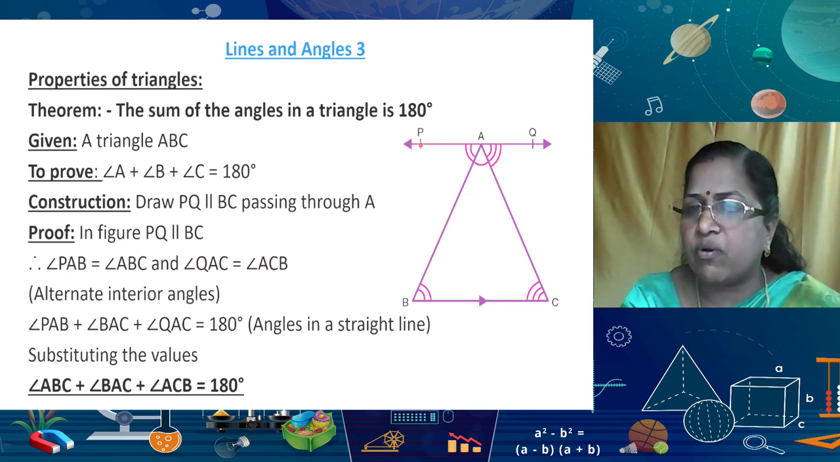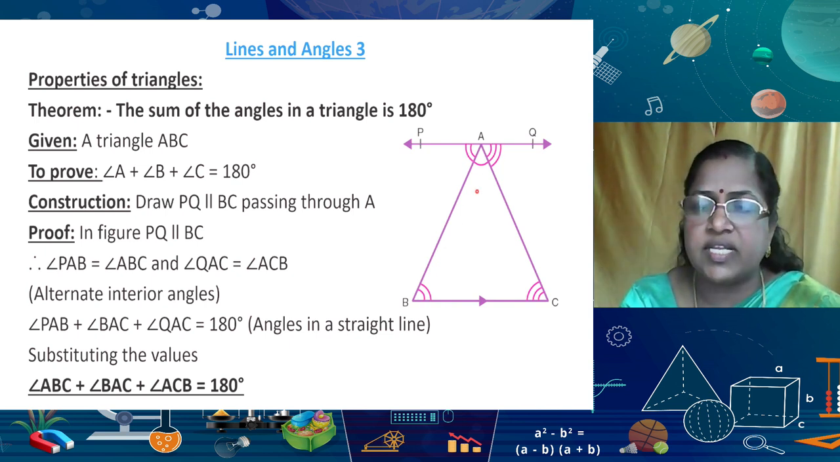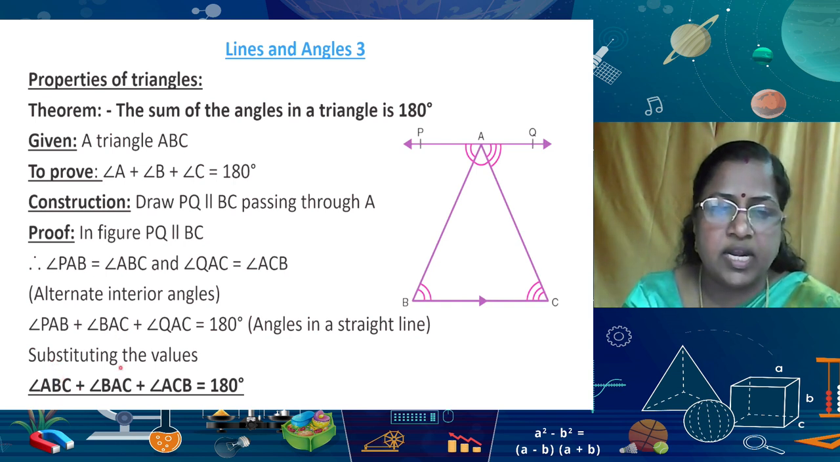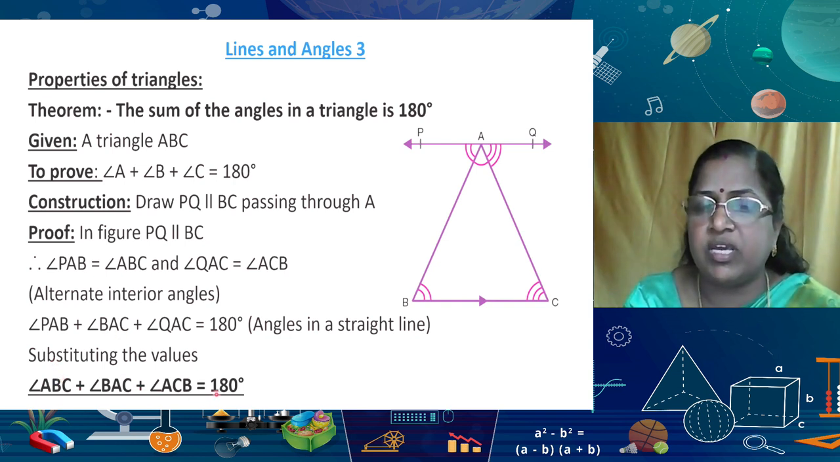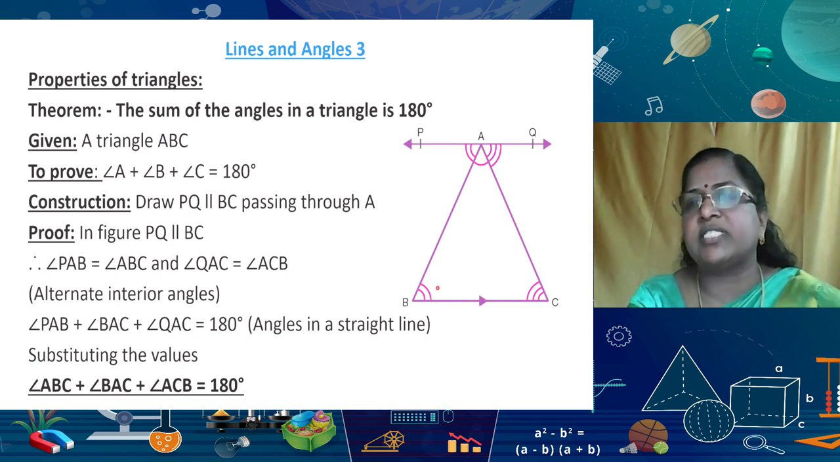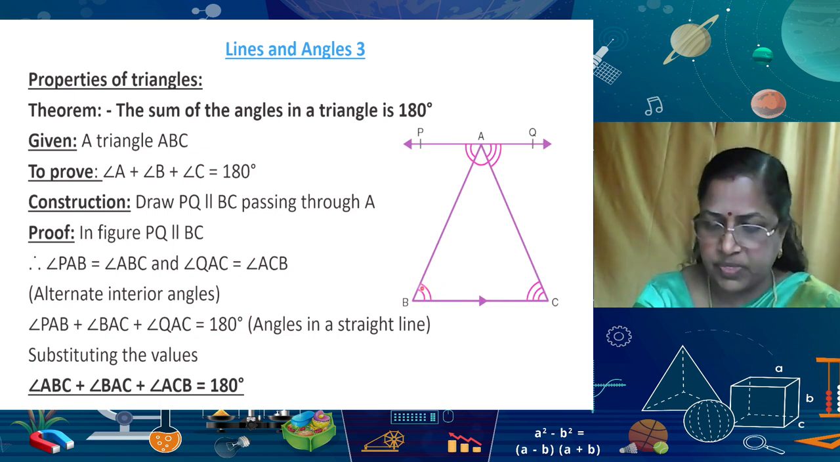Now we have angle PAQ is a straight line. So angle PAB plus BAC plus angle CAQ equal to 180 degrees. Why? These angles lie on a straight line. So we can substitute the values of angle PAB and angle QAC in this. That is, angle ABC plus angle BAC plus angle ACB equal to 180. That is, in this figure, angle A plus B plus C equal to 180. Hence, we have proved this angle sum property of a triangle.